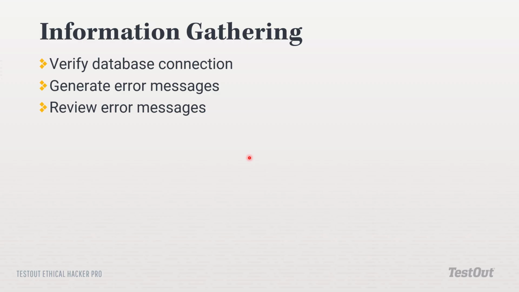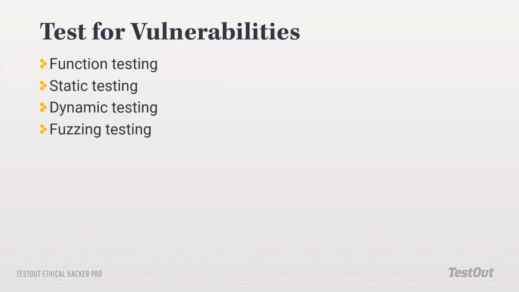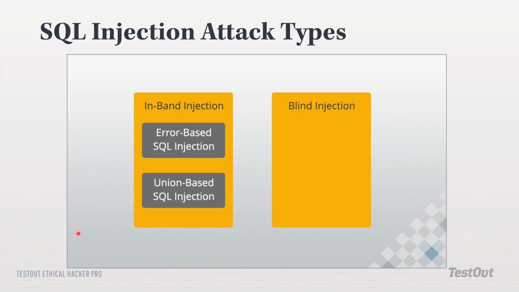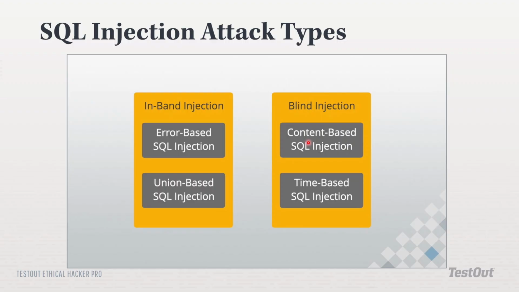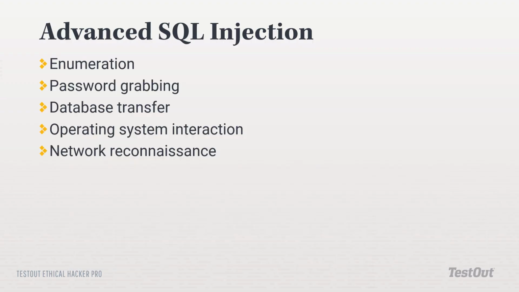So, information gathering on this would be like verifying database connections, generating error messages, reviewing error messages, that sort of thing. Test for vulnerabilities, we've got function testing, static testing, dynamic testing, and fuzz testing for testing those vulnerabilities. SQL injection attack here, an in-band injection, an error-based SQL injection, or a union-based SQL injection versus a blind injection. And a blind injection would be content-based injection or time-based injections.